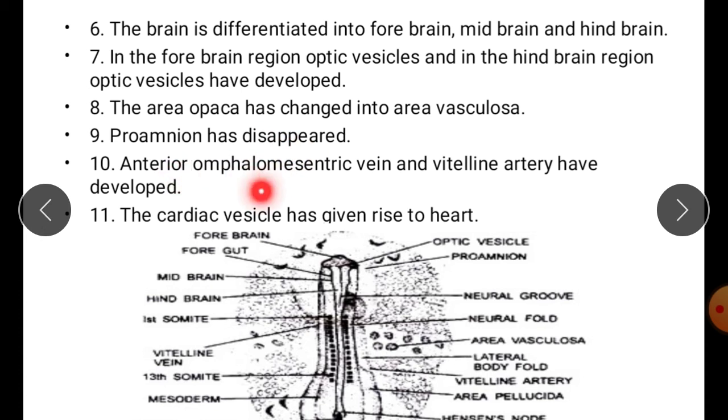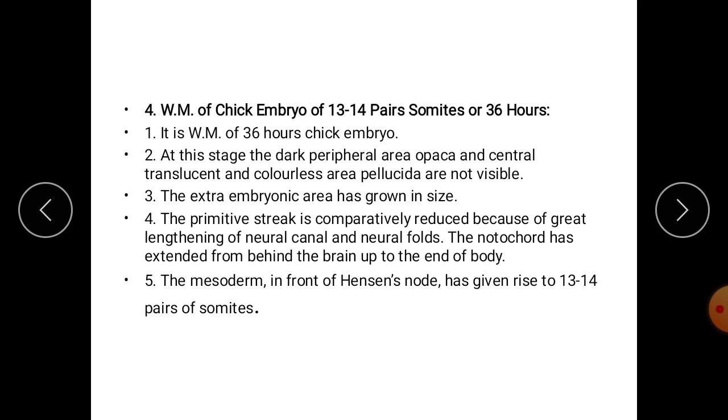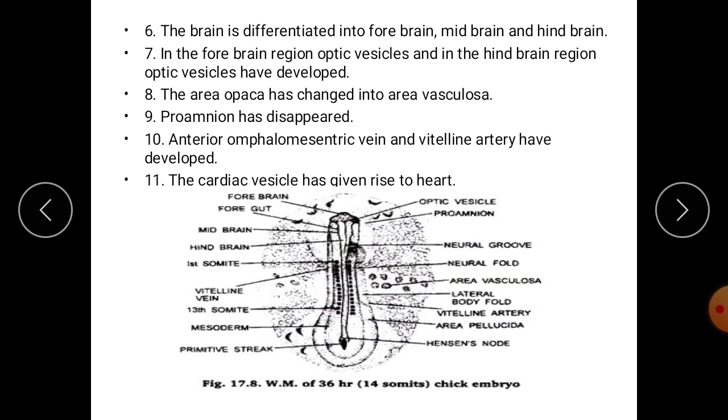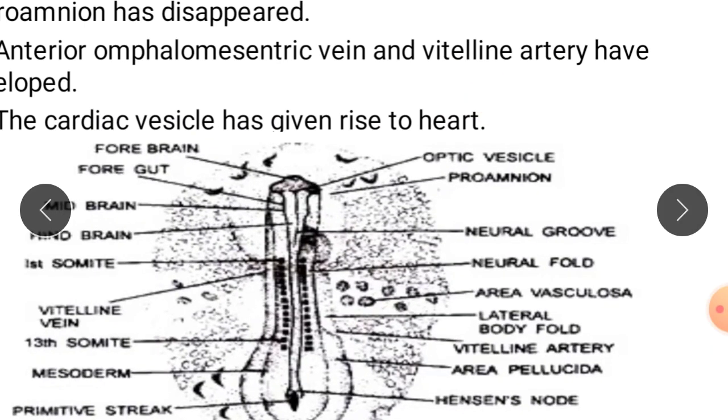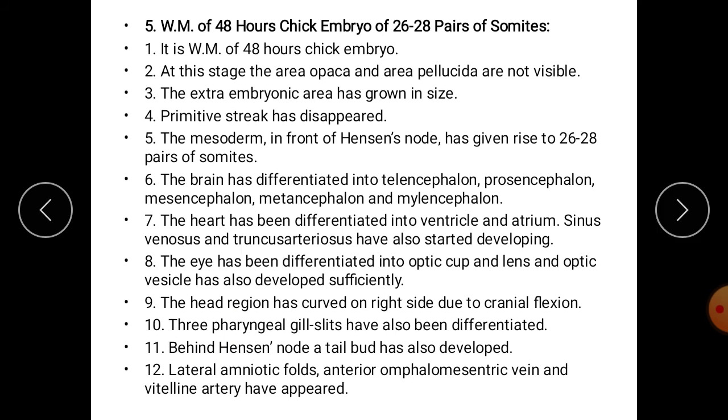Anterior omphalomesenteric vein and vitelline artery have developed. So these are the arteries. The cardiac vesicle has given rise to the heart. So this is the cardiac vesicle. Can you see this part? This is going to be developed into the heart. So that's about a 36-hour chick embryo.